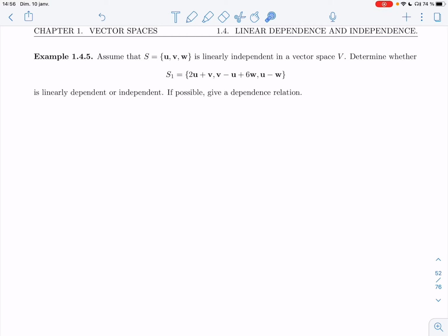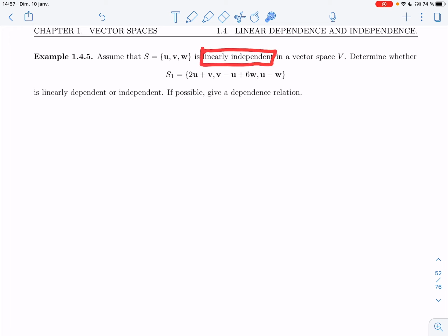All right, let's do one more example with linear dependence and independence. This is example 1.4.5. I'm going to assume that I have a set of three vectors, u, v, and w, which is linearly independent in a vector space V. So I don't know if these are functions, matrices, or some crazy math object. We don't know any of this, but what we do know is that they're linearly independent.